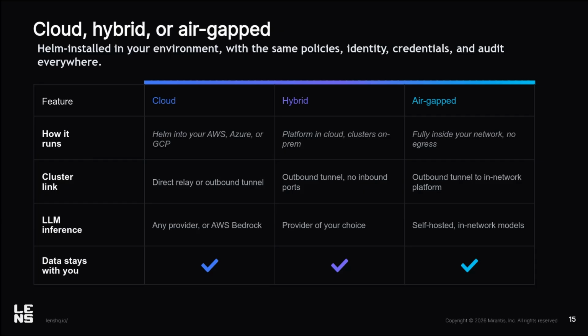And again, the bottom row is the whole point that actually matters, because your data stays with you. You get the same policies, identity, credentials, and audit everywhere, but the data stays with you. It's not with the model provider.